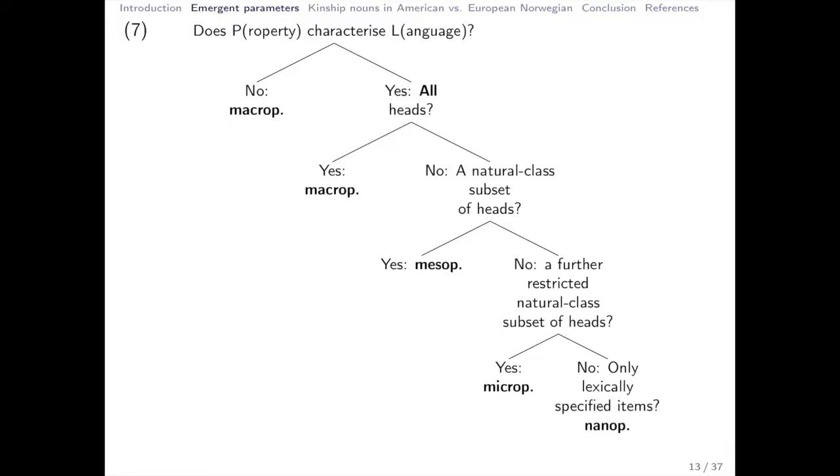For example, Norwegian, my native language, could be an example of this. It's generally head initial, but you have a few prepositions that can take their complement before, or that can be head final. So you can say, for example, around the world, you can say rundt verden or verden rundt. Right.